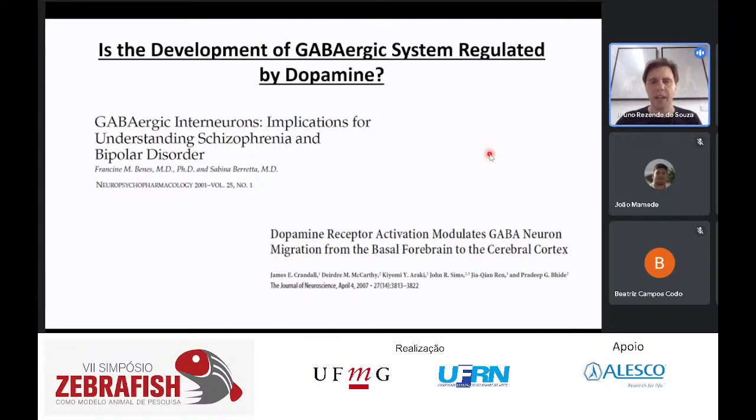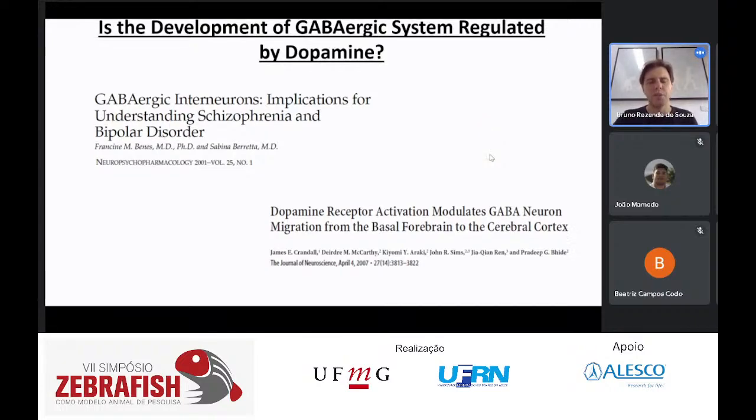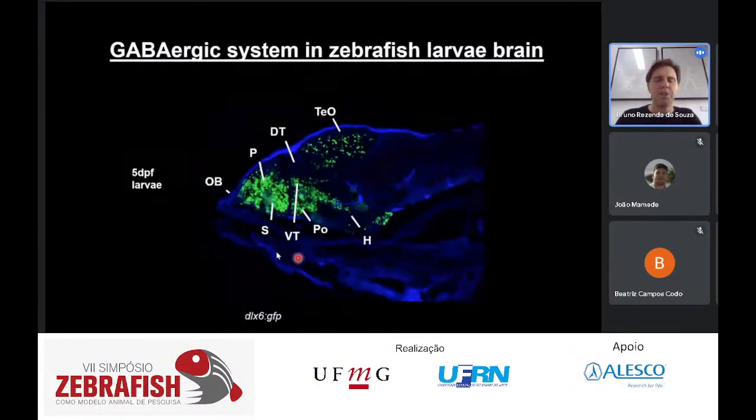So we checked the GABAergic system. For that, we used a transgenic zebrafish with GFP expressed in DLX6, which marks GABAergic neurons. We can see a lot of GABAergic neurons in the pallium, subpallium, the ventral thalamus, and the preoptic region. But especially here, I want to check this region because that's where DARPP-32 is highly expressed in zebrafish as well.